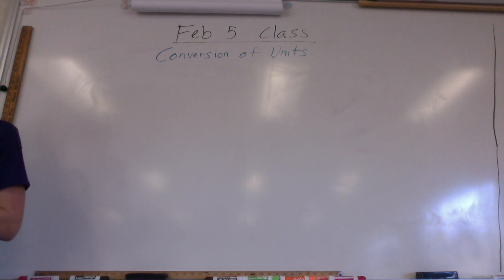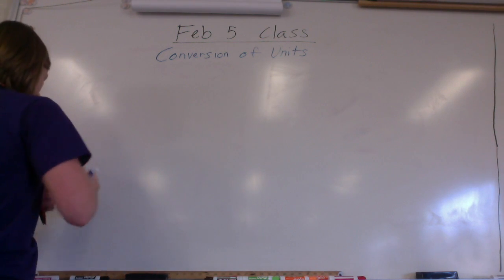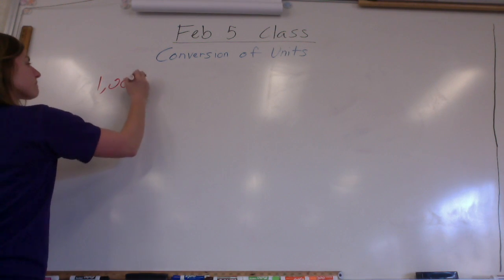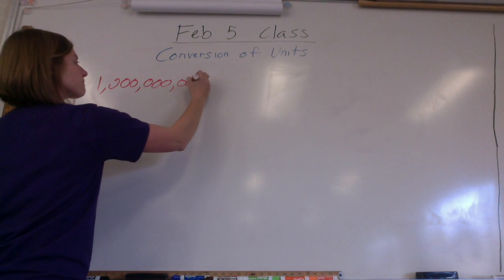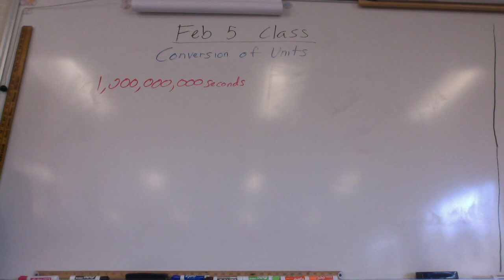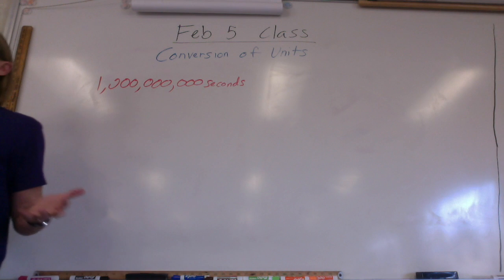Alrighty, let me think of a really big number. Let's start with 1 billion. We're going to start with 1 billion seconds. It is a lot of seconds, but how many years is that? So I'm going to go from seconds to years. Obviously there's no one conversion straight to years. What's an in-between step? What can I convert seconds into that will get me closer to years?